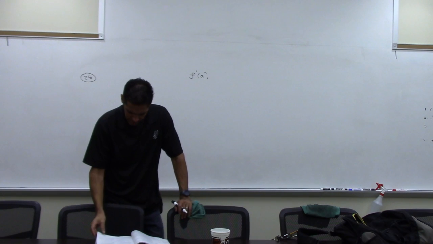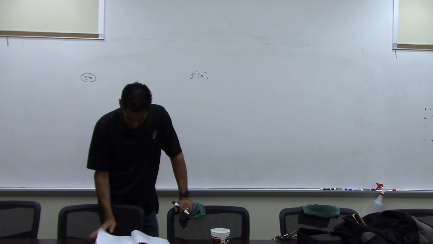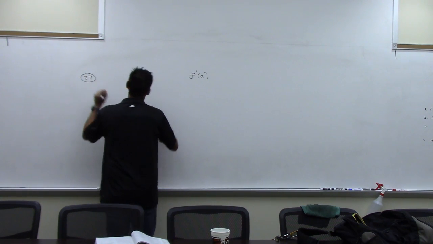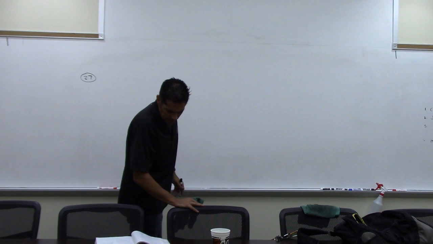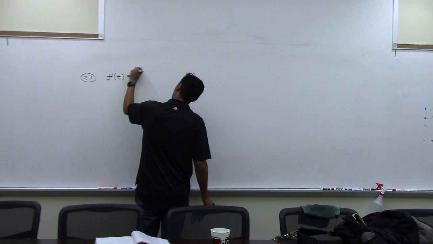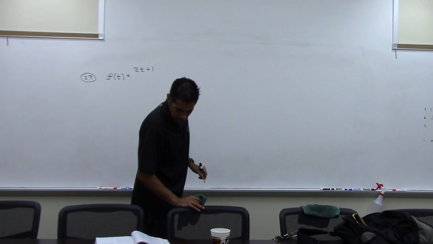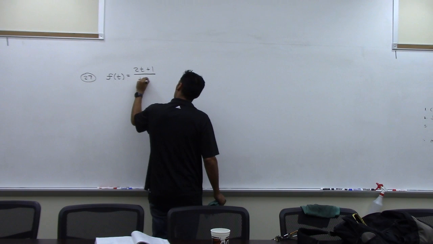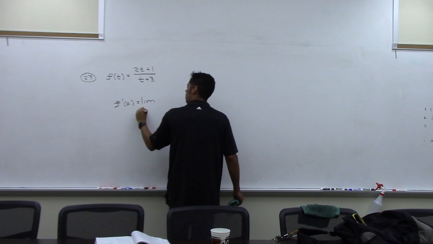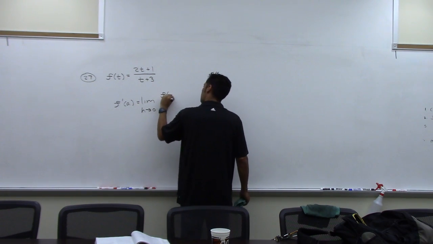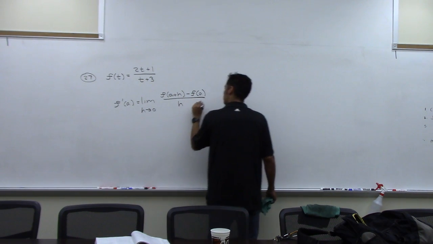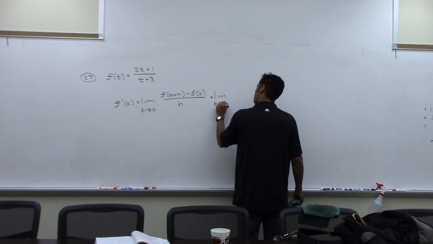27 looks a lot like something I've done before, but I'm gonna stick with it. 27: f of t equals 2t plus 1 over t plus 3. I want to know f prime of a, which is the limit as h goes to 0 of f of a plus h minus f of a, all over h.